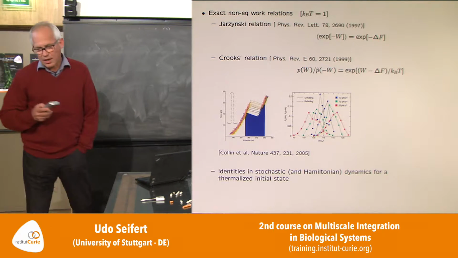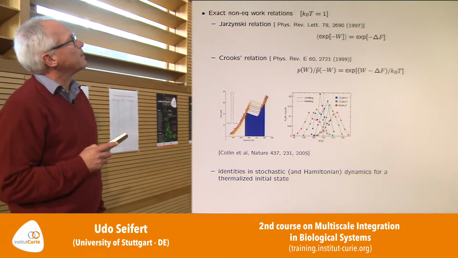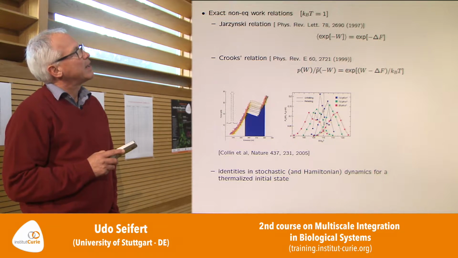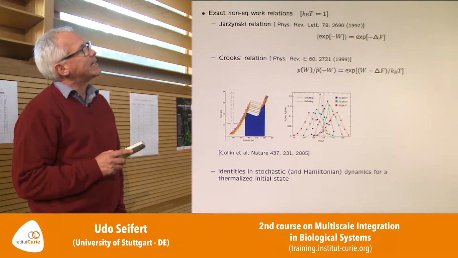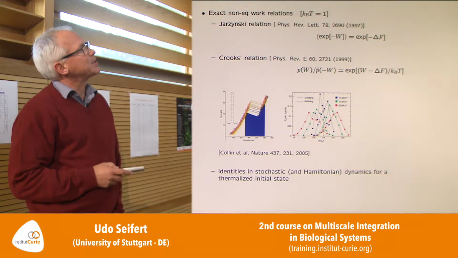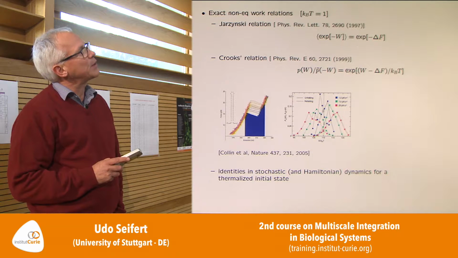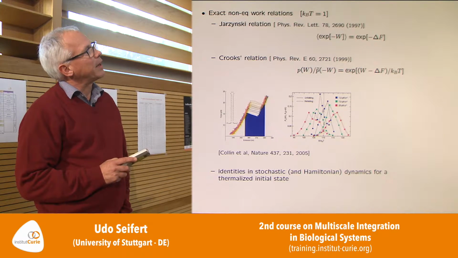Let me show you other variants of such exact relations. Perhaps the most famous one is the Jarzynski relation, which tells you that if you look at the non-equilibrium average of the work, in case where you start in a thermal initial condition, so this is kind of more restrictive, you're also not allowed to have non-conservative forces for the Jarzynski relation. But in such situations, you can extract the free energy, which is an equilibrium quantity, from a non-equilibrium average.